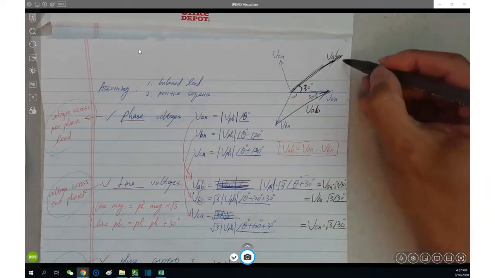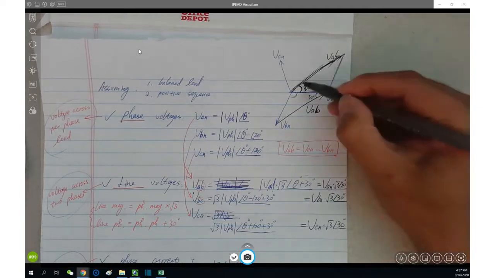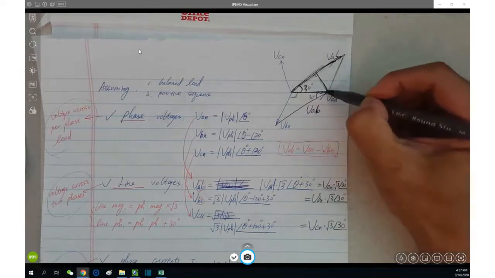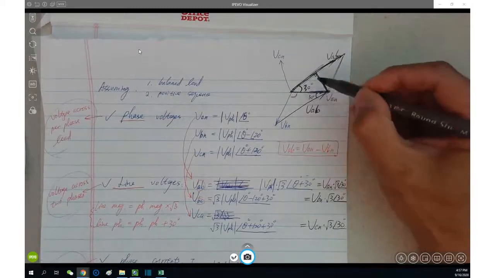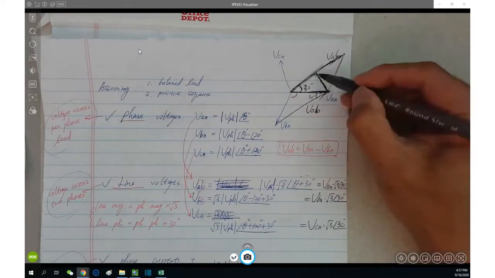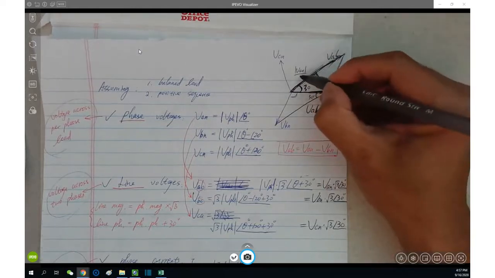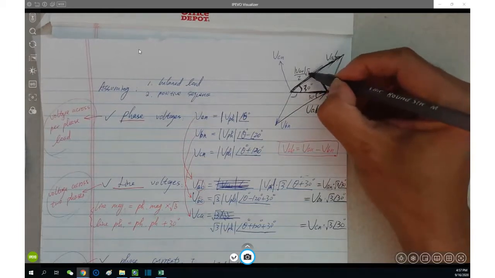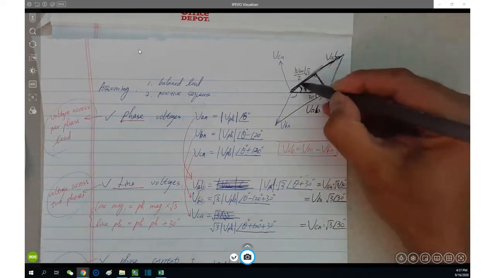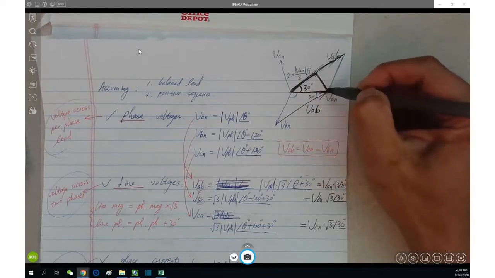As to the length, probably need these. This length is what? If you give a perpendicular line here, inside of this right triangle, you have this VAN magnitude, 30 degree. Therefore, this is equal to VAN magnitude divided by 2 times square root of 3, right? I mean this length. Then VAB's length is double of this length, so times 2. The length of VAB is equal to square root of 3 times the length of VAN.